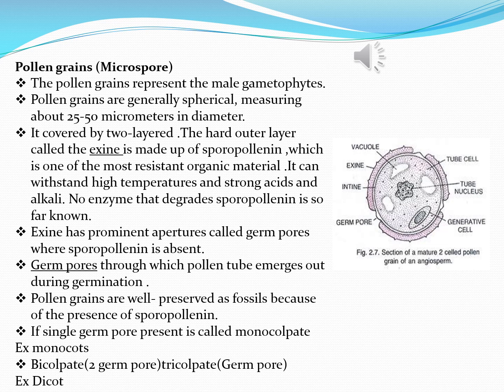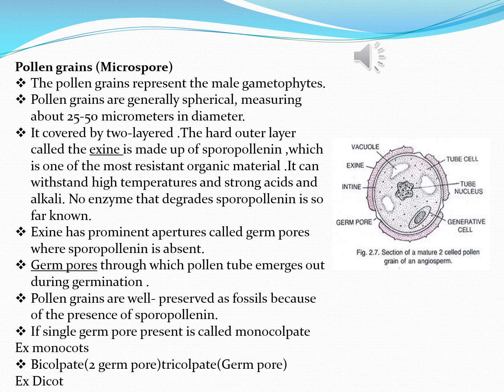There are different types of germ pores based on the number of germ pores present. If the pollen grain has only one germ pore, we call it monocolpate. If it has two germ pores, we call it bicolpate. If it has three germ pores, we call it tricolpate. So it depends on the number of germ pores. Especially in monocots, we can find only one germ pore, which we call monocolpate. In dicots, it may be bicolpate or tricolpate.